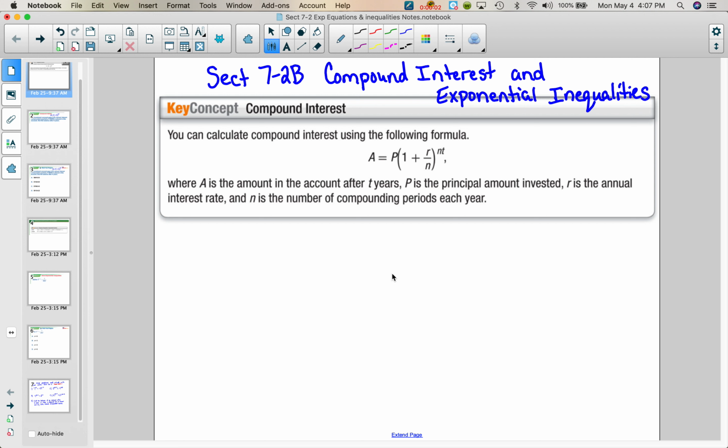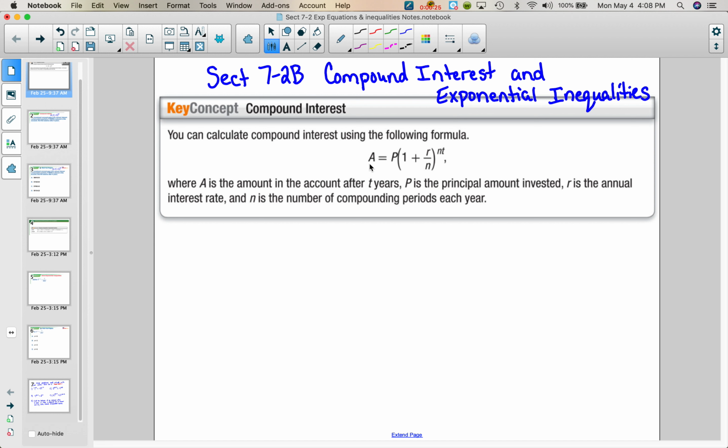We are going to finish up section 7-2, and the portion today is dealing with compound interest and exponential inequalities. So those are two separate things we're going to be looking at. Compound interest is this formula right here, so I'm going to break that down for you. And you can calculate compound interest using the following formula.